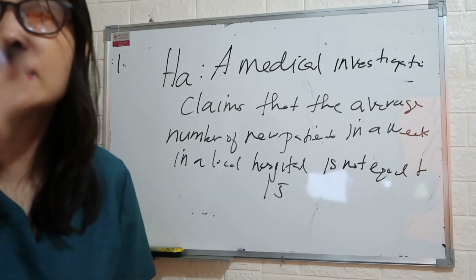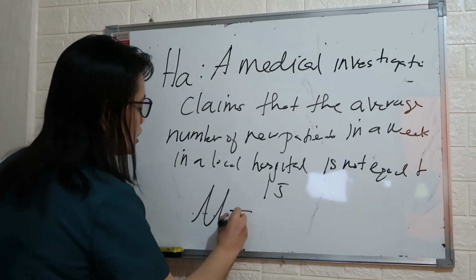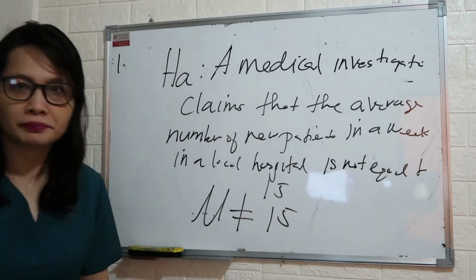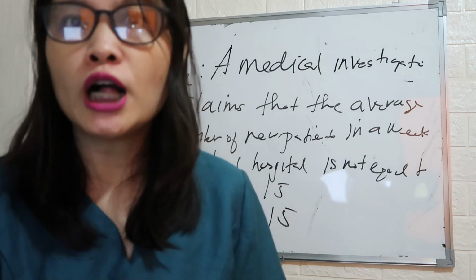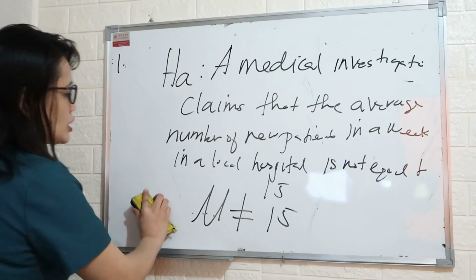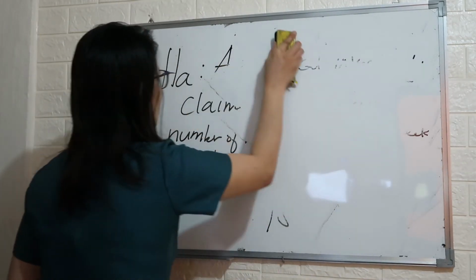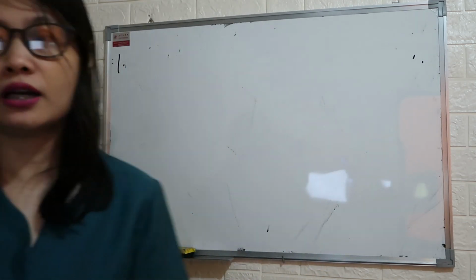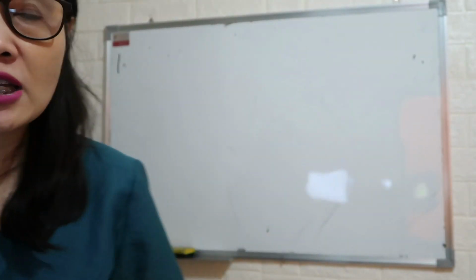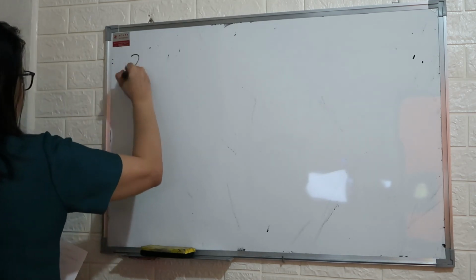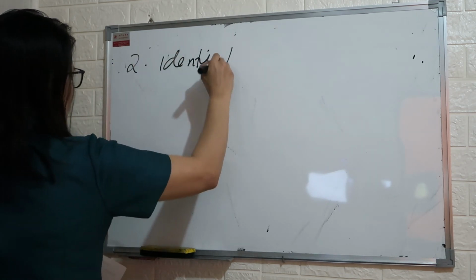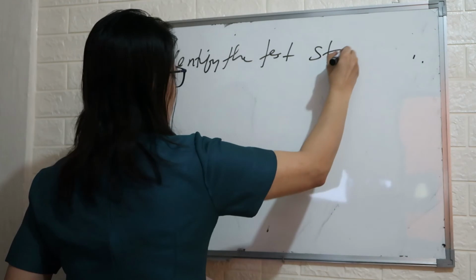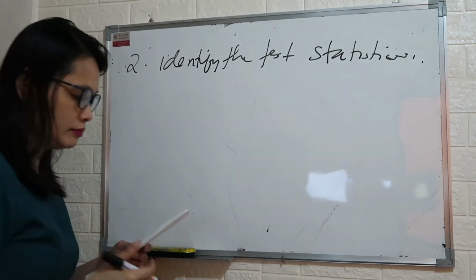So how do we rewrite it in symbols? That would be mu is not equal to 15. Now next, after we come up with our H0 and HA, what's the next procedure? Identify the test statistic.